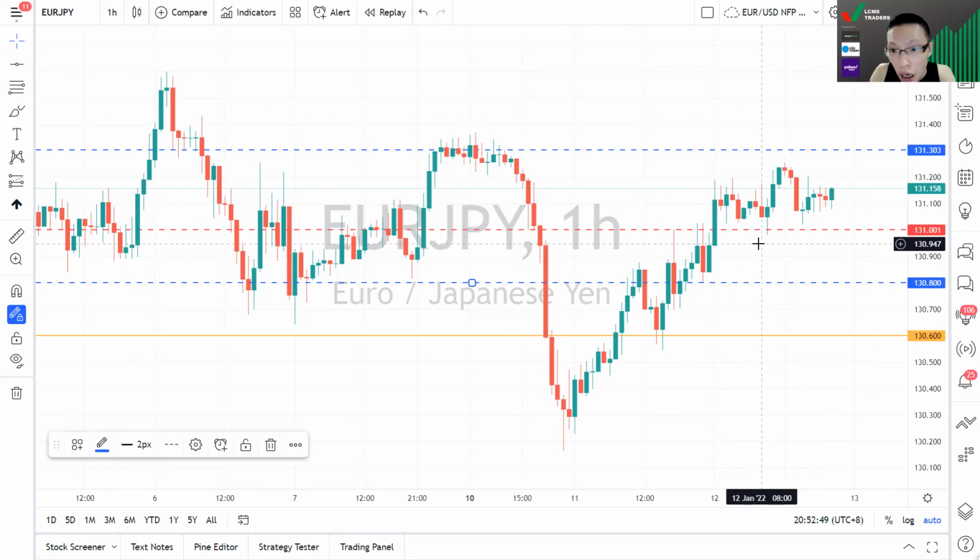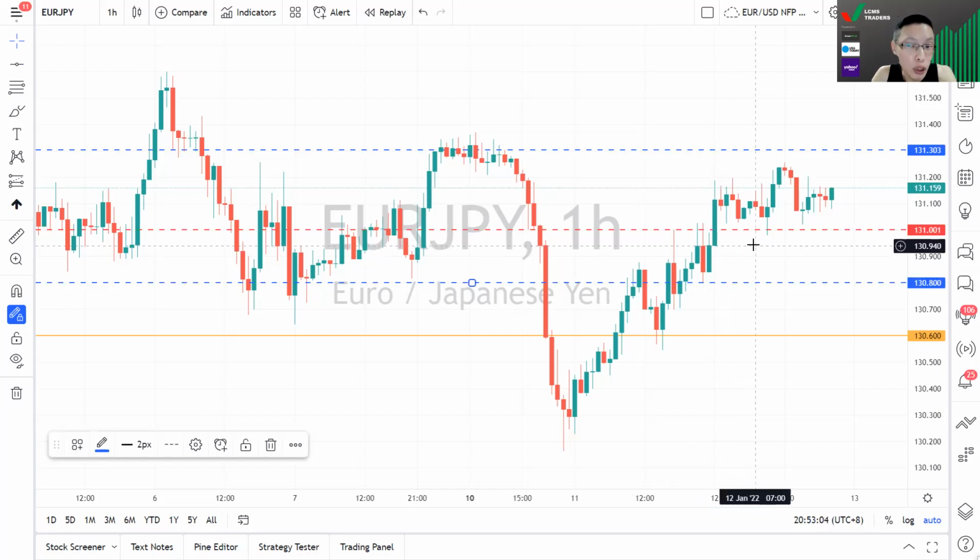On an hourly basis, look at how many times euro yen has already tested the 131 level. It tested once over here, it came close to 131 over here, and then it came close to it one more time over here.